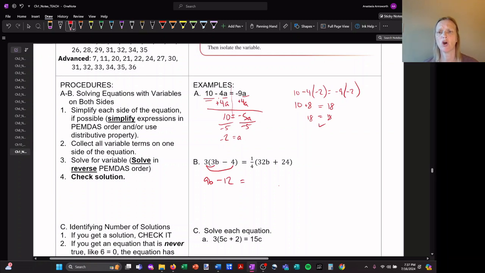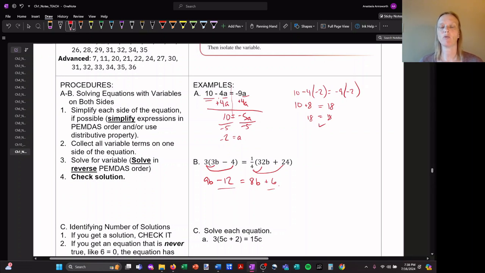The right side of the equation, 1/4 times 32b is 8b, and 1/4 times 24 is 6. So I've now simplified the right side of the equation. Now I'm going to collect all the variable terms on one side of the equation. Here, there's a negative 12 on the left, a positive 6 on the right.